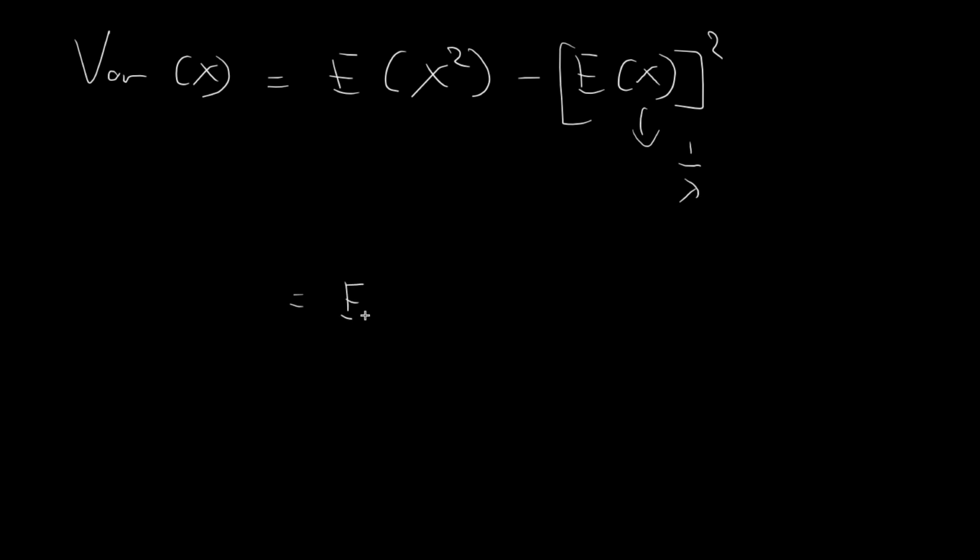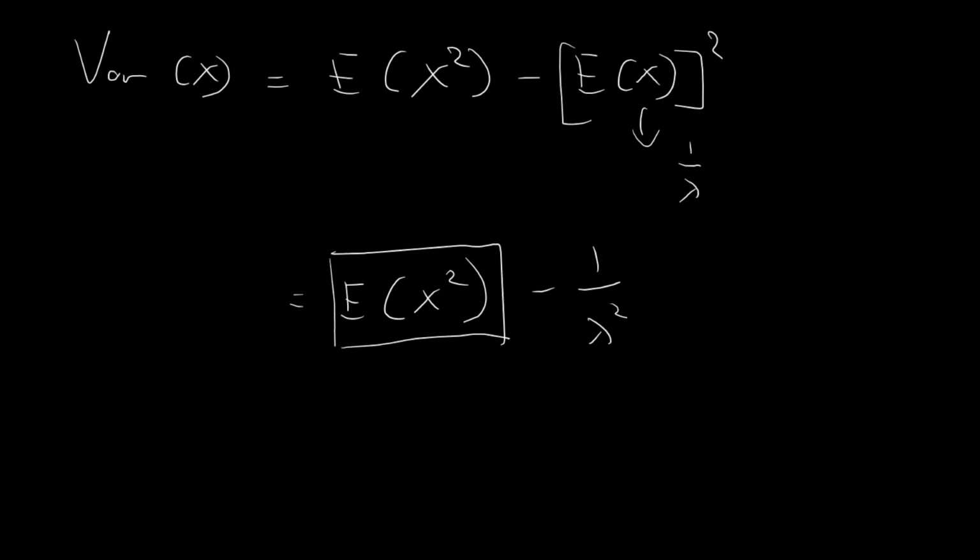So in the end, all we have to do is to evaluate the expected value of x squared, and then we will subtract that by 1 over lambda squared because we're squaring this entire expression. So now for the rest of this video, let's focus on this term. For the expected value of x squared, in order to evaluate this, we just apply the definition of what an expected value is. So we have x squared multiplied by the probability density function dx.